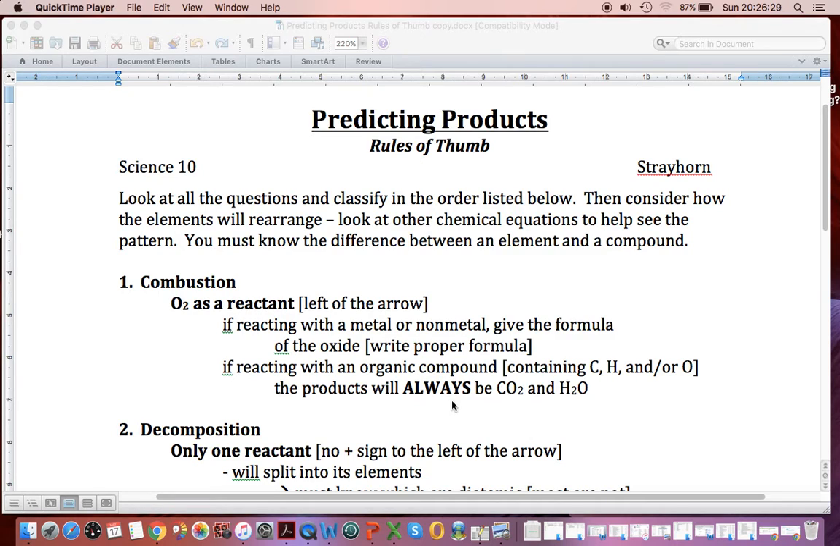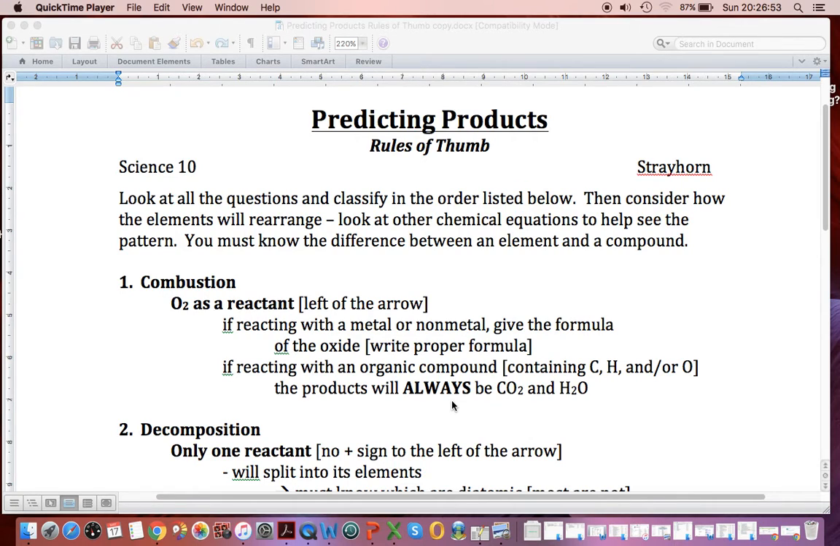Combustion means O2 is a reactant. The reactants are to the left of the arrow. That means you're going to see O2. It has to be by itself. It has to be an element. It cannot be in the form of a compound. Now the oxygen can react with a metal or a nonmetal. And when it does that, it's actually going to be getting together with them according, if it's ionic, to charges.